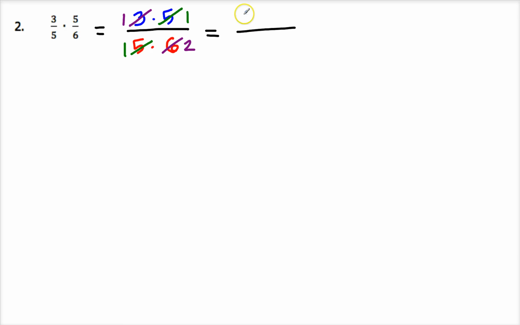So now I have 1 times 1 in my numerator, and in my denominator I have 1 times 2. 1 times 1 is going to give me a 1 on the top. 1 times 2 will give me a 2 on the bottom. So my answer to this fraction problem is 1/2.